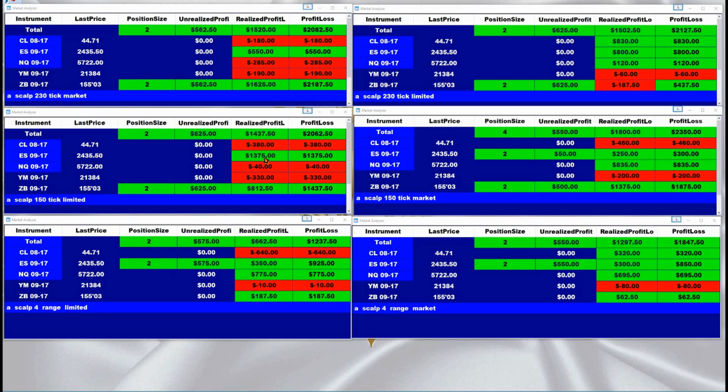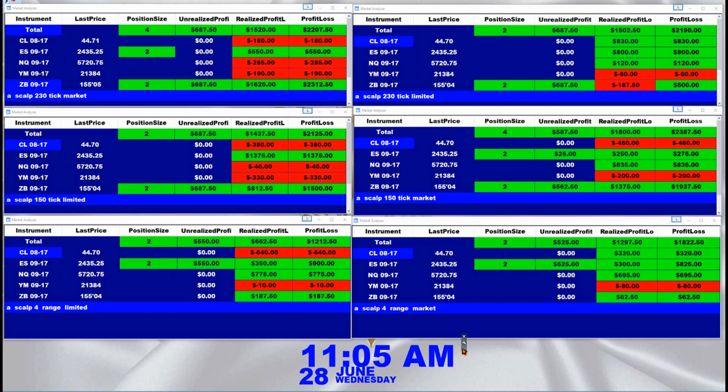Anyway, then 150 ticks limited and 150 ticks market. The total 21, 25, 23, 87. And look, this is 11:05, right after the news on the CL. So the market was a bit speedy, and I'm showing, when the market was going fast, what is the difference in numbers between the limited price and the market order.